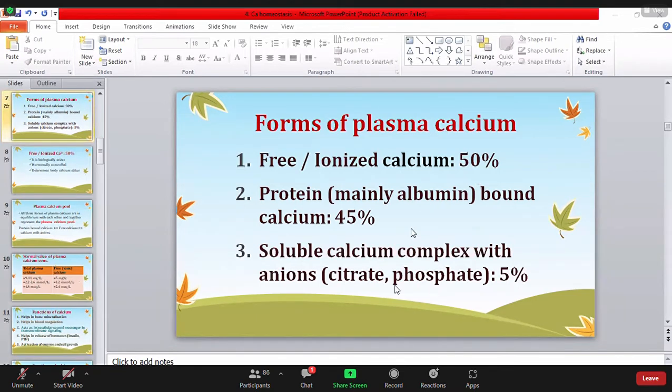So there are three forms of calcium that remain in the plasma. Free or ionized calcium, which is 50%. Protein, mainly albumin bound calcium, 45%. And soluble calcium complexed with anions, for example, citrate, phosphate, that is 5%. So total 100%. And these three forms are together called the plasma calcium pool.